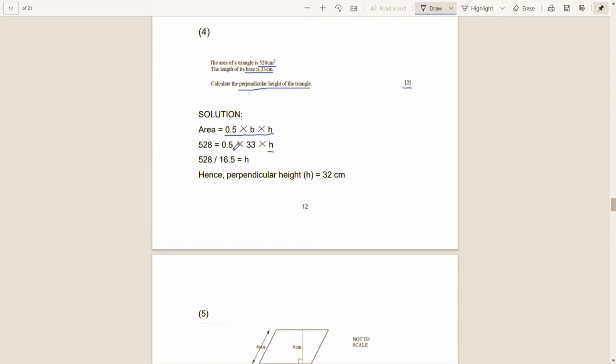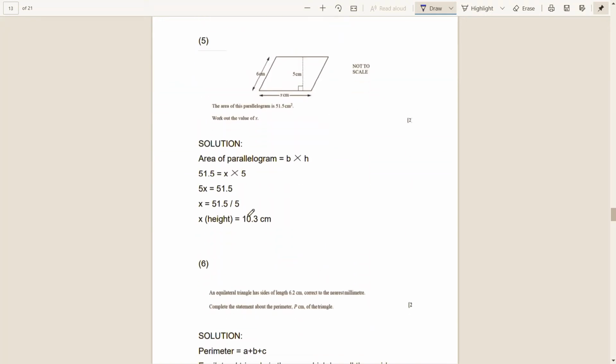Now use linear equation after putting the values. Use linear equation method to solve for the perpendicular height of the triangle. Right? Multiply these two, divide 528 by it, and you get h, which is 32 centimeter. I hope it's clear. Question number 5 is of parallelogram. Right? These are all past paper questions.